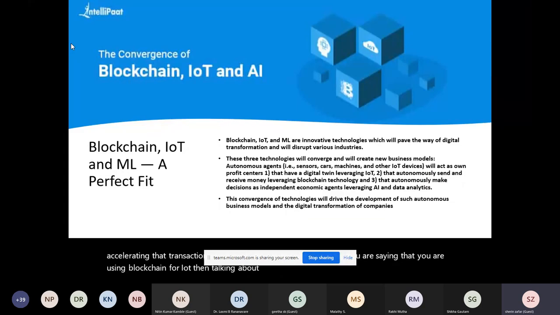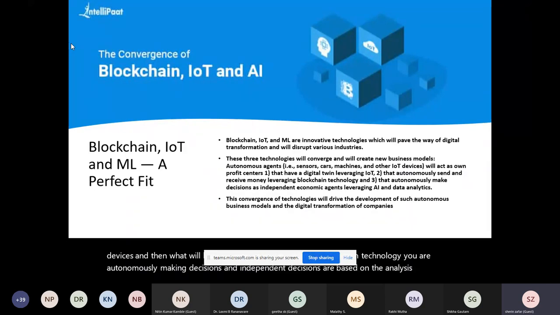So these business models are creating what? Number one, obviously, they are creating concepts of autonomous cars, machines or IoT devices, and then you are autonomously making decisions. Those independent decisions are based on the analysis done with the help of artificial intelligence. Then that trust is maintained.